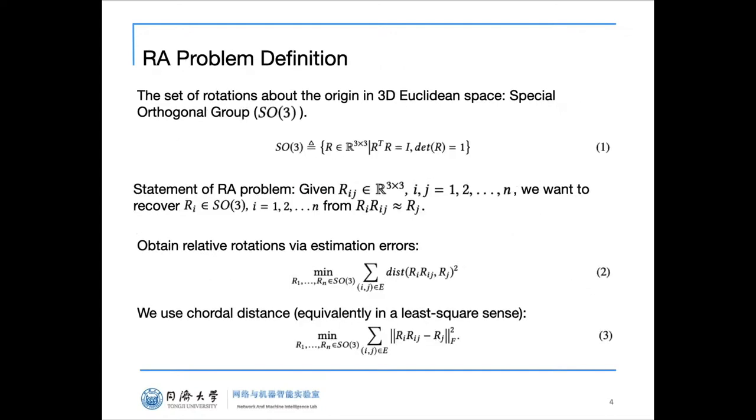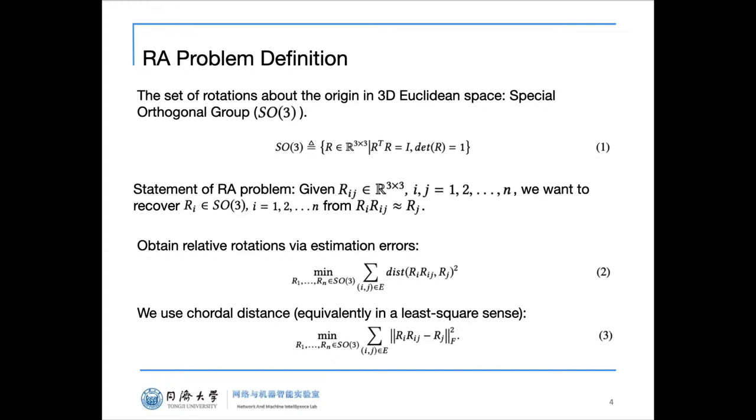The set of rotations about the origin in three-dimensional Euclidean space is referred to as the special orthogonal group, denoted as SO(3), given by Formula 1. Using the above definition, the rotation averaging problem can be simply stated as follows. Given the estimated relative rotations R_ij, we want to recover the n absolute rotations R_i from the pairwise relation R_i R_ij is approximately equal to R_j for some i, j.